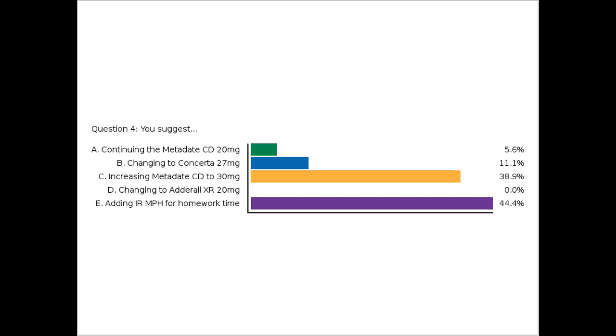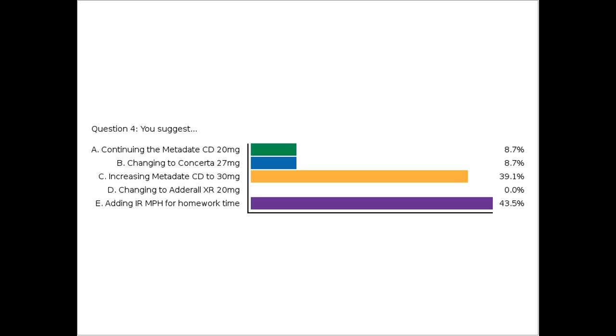All right. So these answers are pretty evenly divided, and so let's think about continuing the Metadate 20. So that 9% of you would be the folks that are not going to titrate to the most effective dose, because clearly there are persistent symptoms and impairment. So we would definitely recommend a change from the Metadate 20.